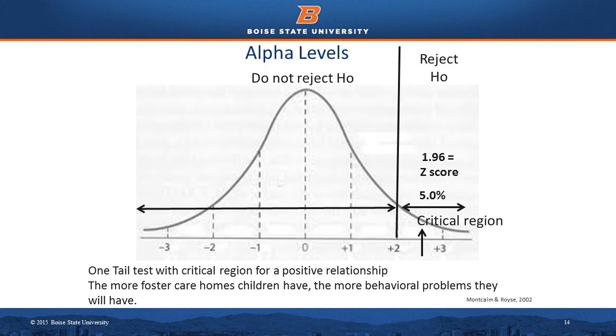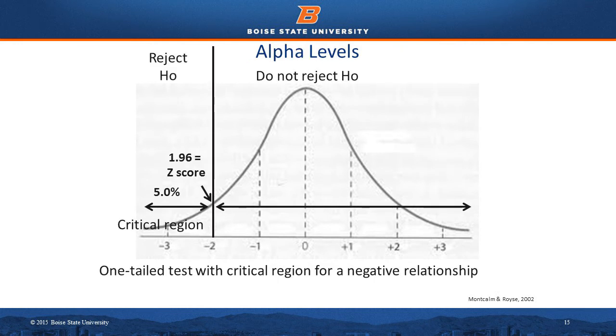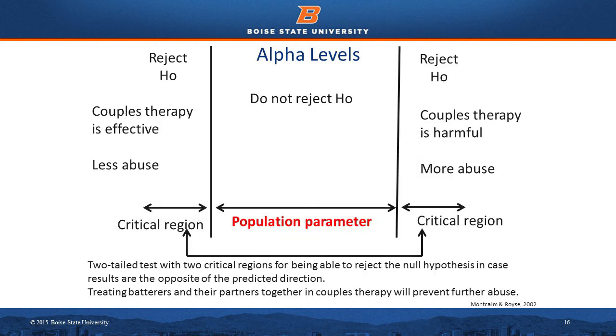Considering this example, we see a positive relationship. This slide demonstrates a one-tail test with a critical region for a negative relationship. This slide demonstrates a two-tailed research hypothesis. For example, you decide to use couple therapy to decrease child abuse. Not having any literature to support how couple therapy would impact the abuse of the couple's children, you decide to use a two-tailed hypothesis.